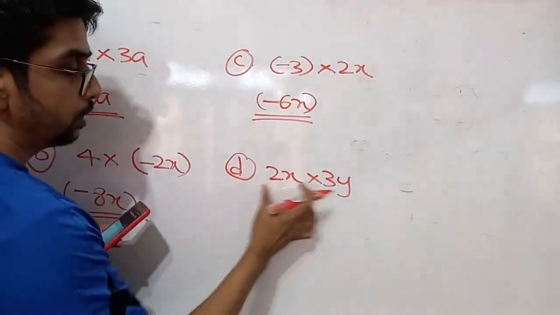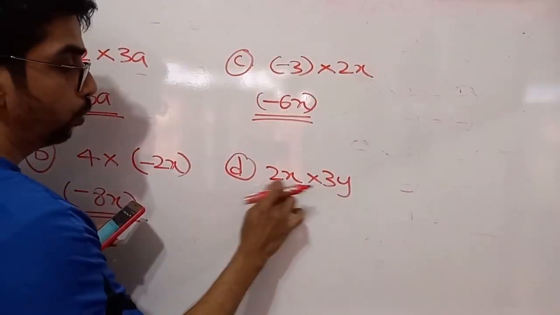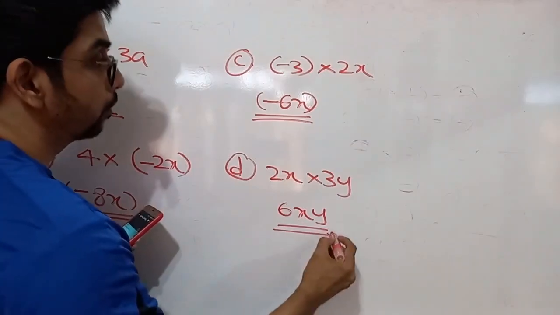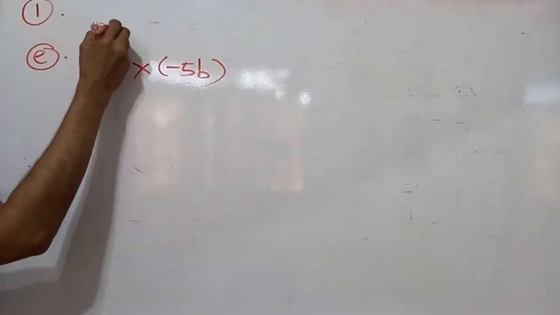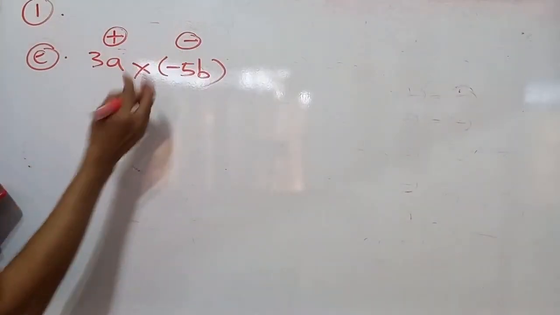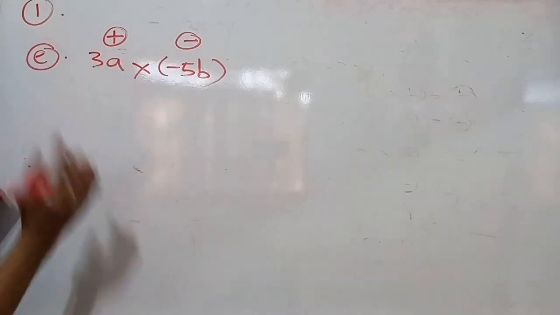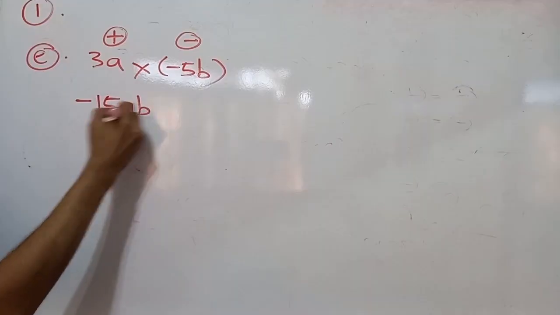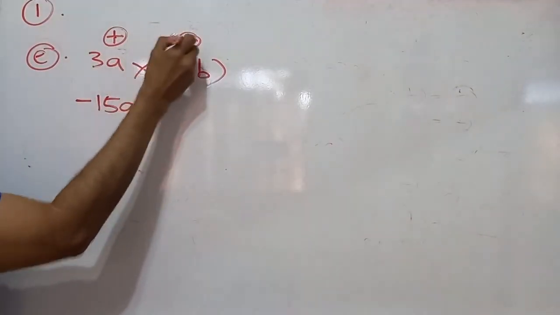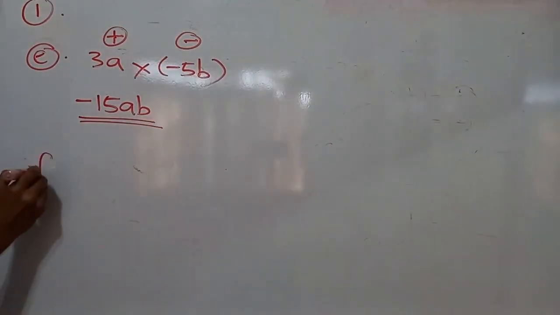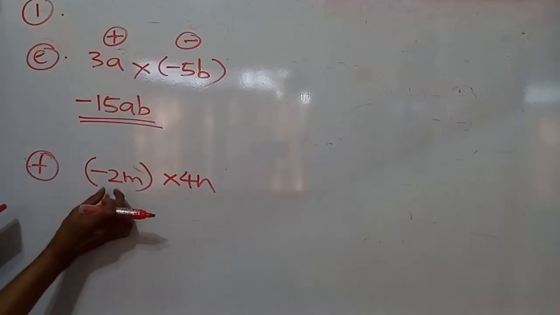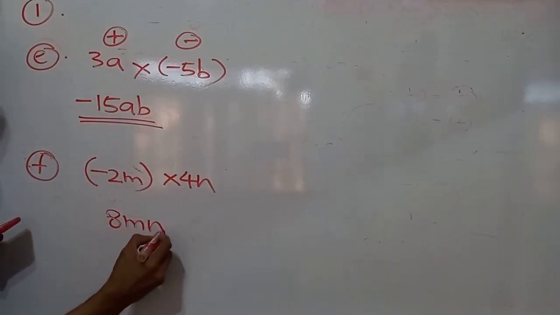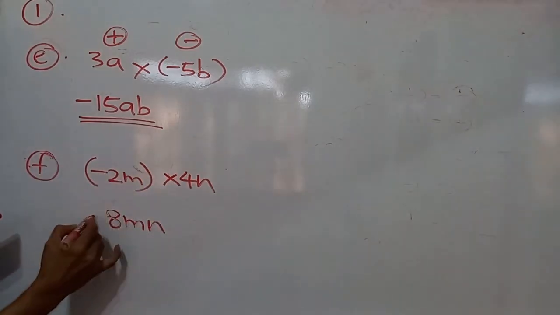So both of these values are positive, right? So 2 times 3, that is 6xy. Right? So again, we have a positive value and a negative value. So 3a into 5b. So here now negative 15ab. Positive into negative. Right? So 2m times 4n, that is what? 8mn. Negative into positive, that is negative.